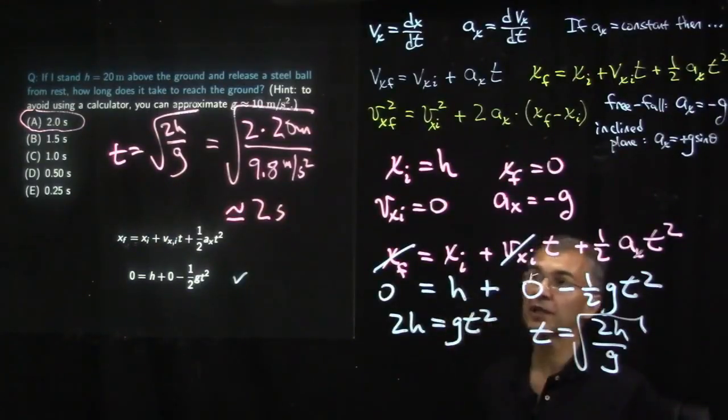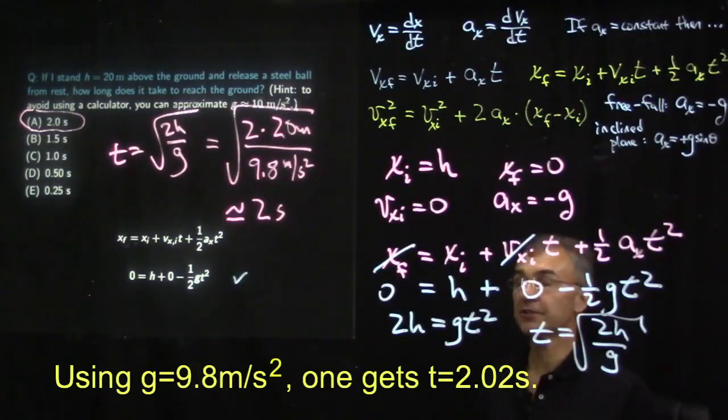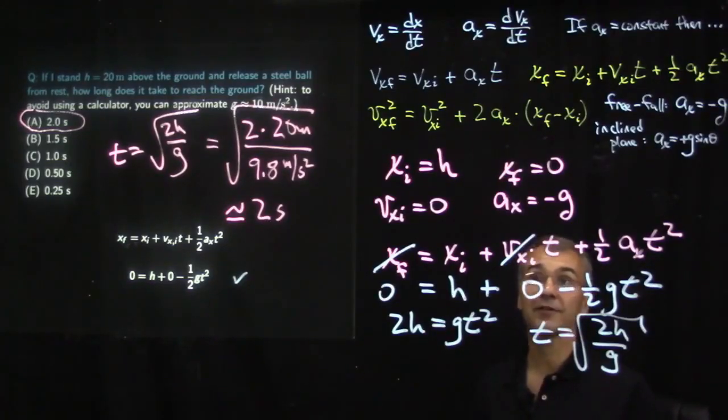Okay, you could do it more carefully by using 9.8 instead of 10. If you use 9.8, you'll get a number just slightly bigger than 2 seconds. Maybe you'll get like 2.01 seconds. So that was our first problem that we worked together using numbers.